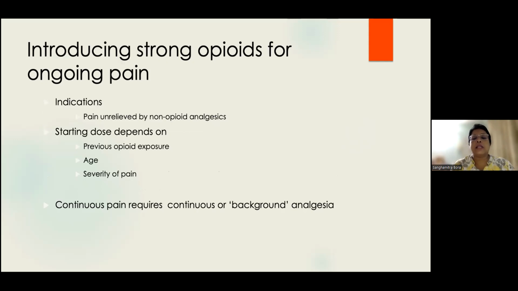So these are the basic principles of introducing the strong opioids for ongoing pains. The indications are the pain unrelieved by non-opioid analgesics. The starting dose would depend on previous opioid exposure, the age of the patient, and the severity of the pain. And always remember that continuous pain requires continuous background analgesia. If we do not follow this rule, then maybe we will not be able to take care of the pain.